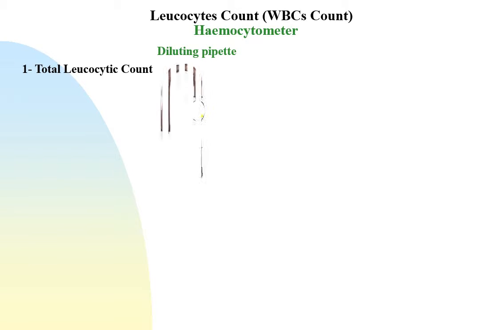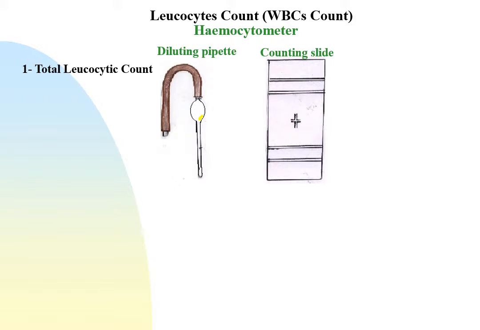Leukocytes count, or white blood cells count. There are two methods of counting leukocytes: the total leukocytic count and the differential leukocytic count. The total leukocytic count is the total number of leukocytes present in a single cubic millimeter. This count is done by the haemocytometer, which is formed of a diluting pipette and a counting slide.